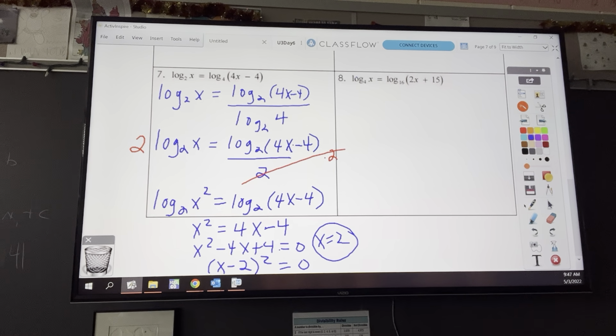So leaving the left side the same, log base 4 of x equals, and we're choosing a log base 4 of 2x plus 15.